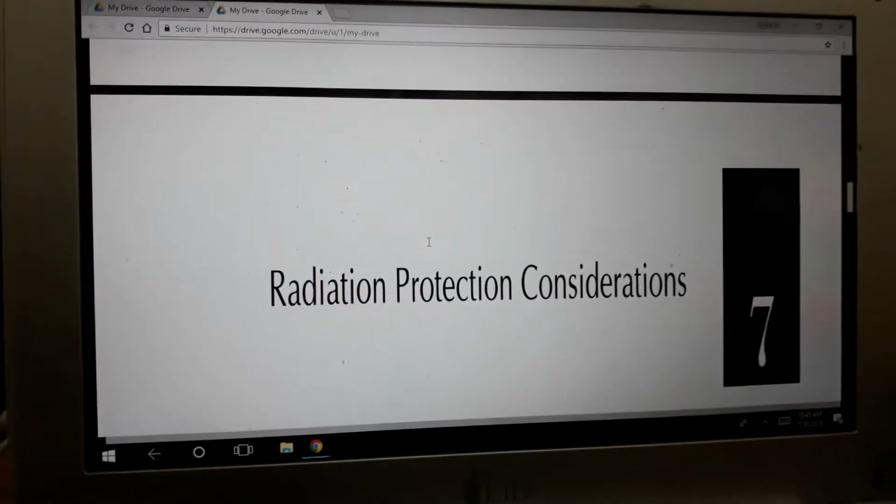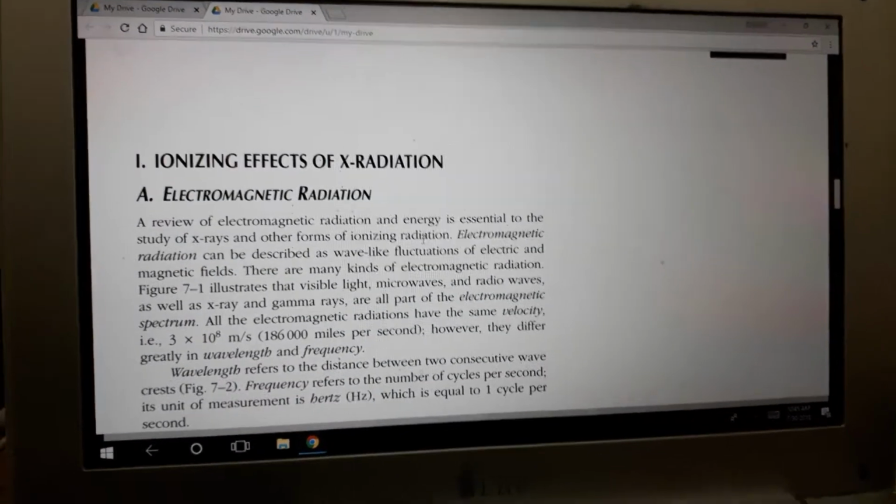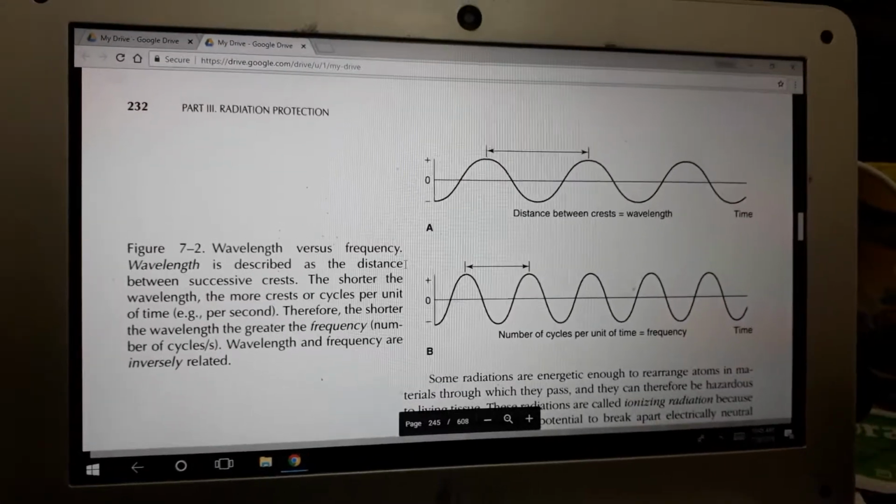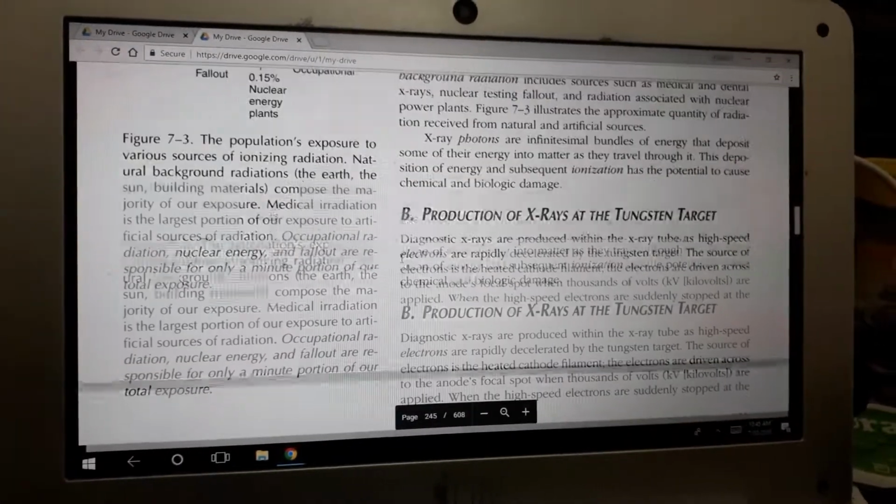This is radiation protection. Considered effective relations, such as hazard, frequency.